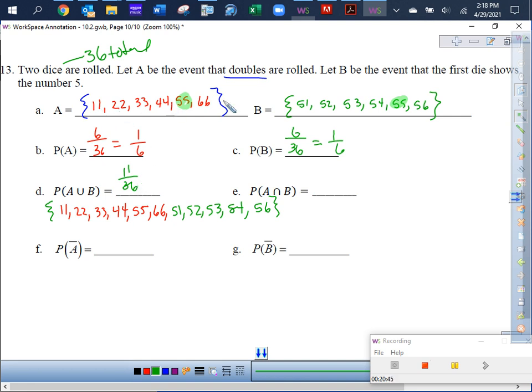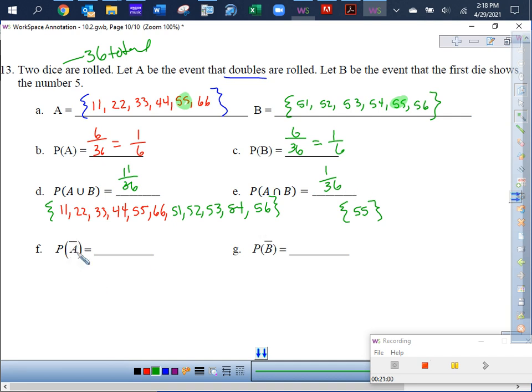So there was 6 plus 6, take away 1. There was one thing in the intersection, which we can see over here. It's just the 5 and the 5. That's the one thing in the intersection, so 1 out of 36, and that doesn't reduce at all.